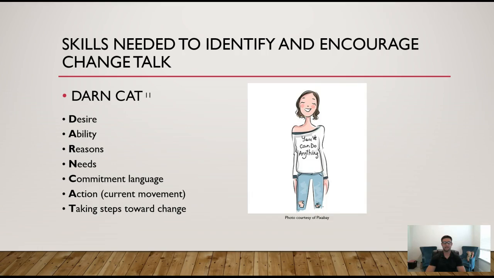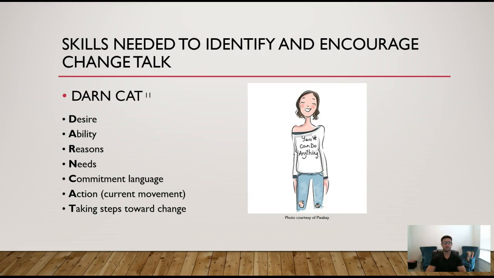One of the things that I love the most when looking at the skills needed to identify and encourage change talk was the acronym DARN-CAT. This is desire, ability, reasons, needs, and then commitment language, action, and taking steps towards change. So basically the word DARN is all of the pre-work that goes into the behavior change for the client. So we're assessing their desire and their ability to get motivated and for change, their reasons for change or not for change, and then the needs that they have to go ahead and accomplish that action-oriented behavior towards change.